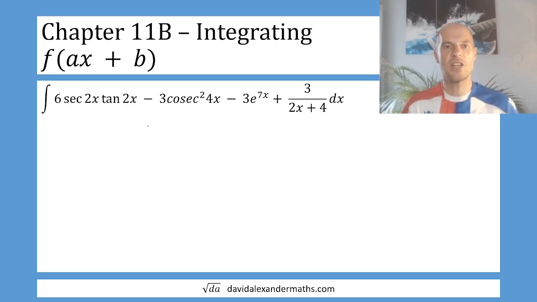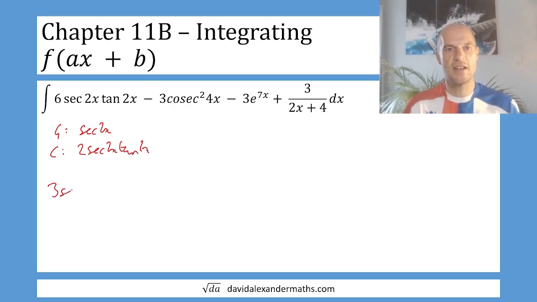Okay, so here's another example. So sec 2x tan 2x, what differentiates to that? Well, sec x goes to sec x tan x, so a good guess would be sec of 2x. Now my check would be sec 2x tan 2x multiplied by 2, but I need 6, so my guess needs to be tripled, so that's 3 times the sec of 2x.